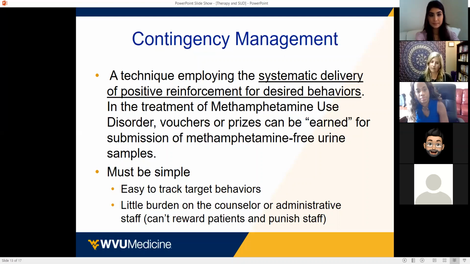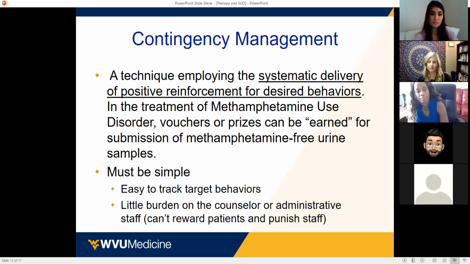What's important about this is that it has to be simple. We want to make easy to track target behaviors, and then make sure there's a little burden on the counselor or administrative staff. It can't be a setup where in order to reward the patients, you're having to sort of punish the staff in the process. This one sometimes can have more staff resistance that we want to talk about.